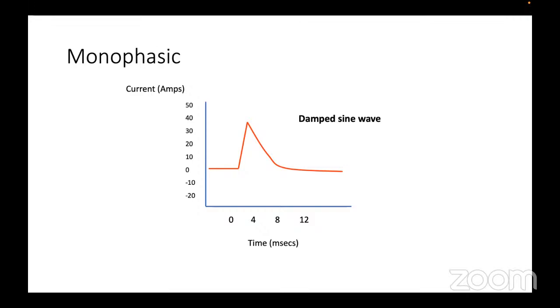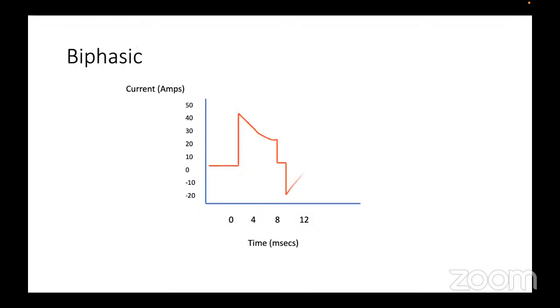And if we could increase this duration further, and that's what happens in the case of biphasic defibrillators, you will see that the amount of current delivered, the duration is almost 12 milliseconds. And there are various waveforms. Again, you need to know this for exams.